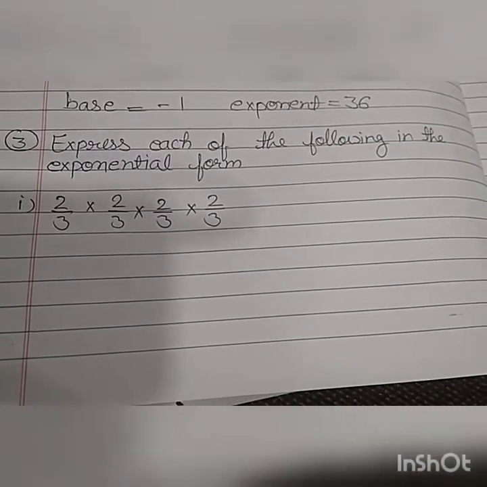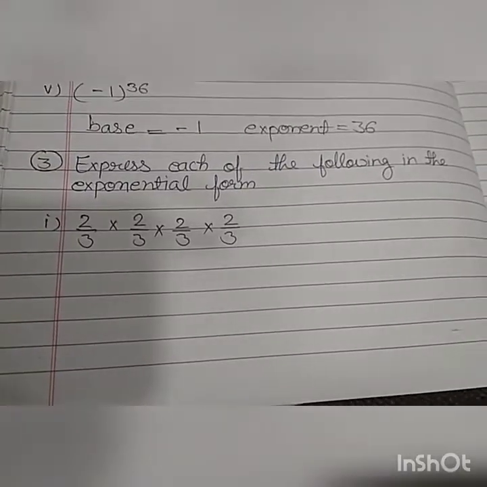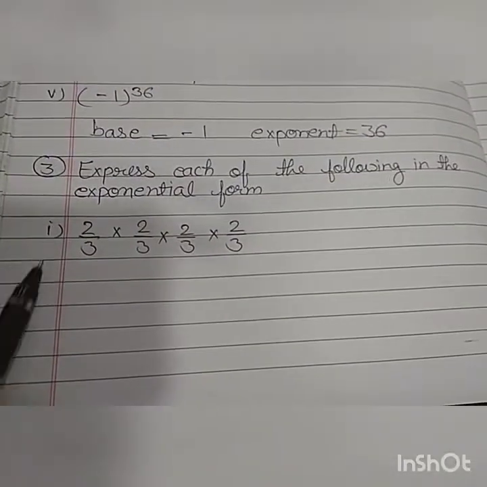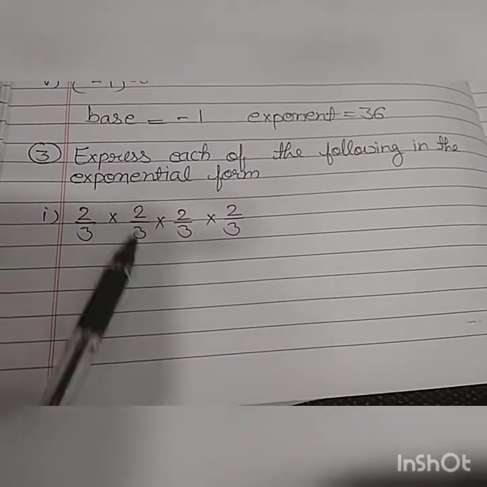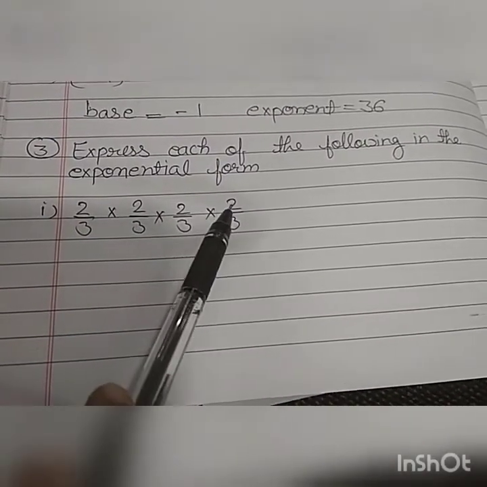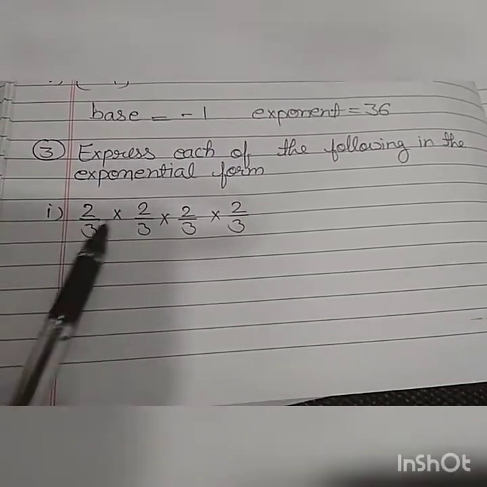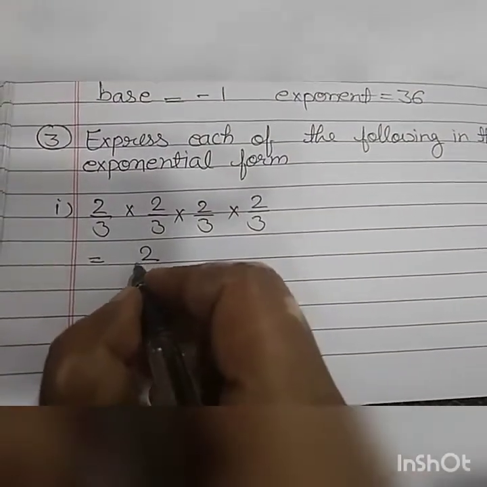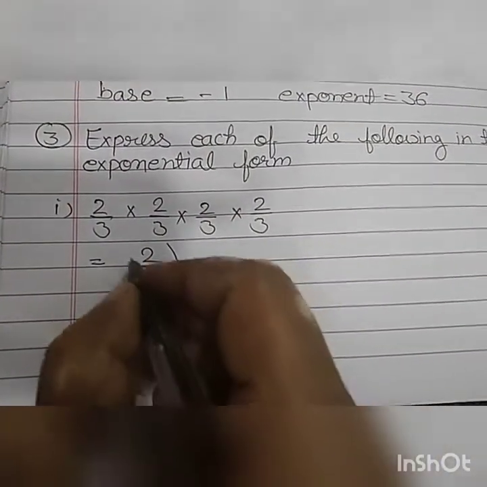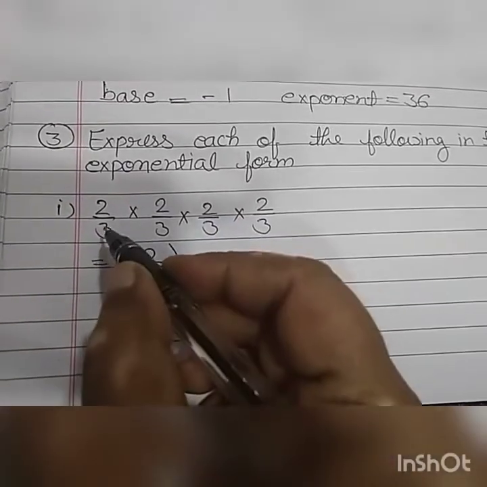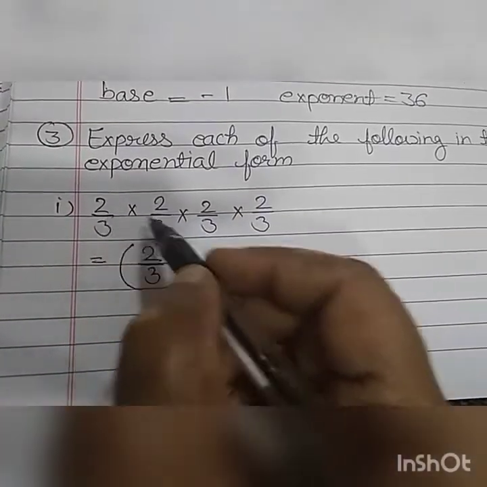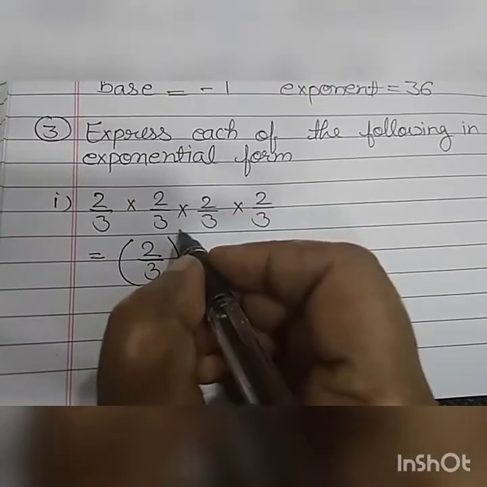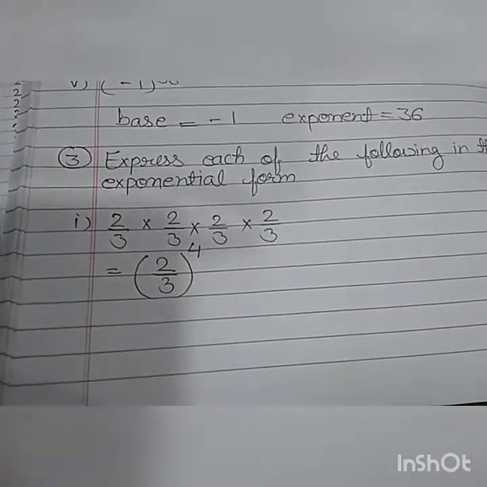Now question number 3. Express each of the following in the exponential form. First one is given 2 upon 3 into 2 upon 3 into 2 upon 3 into 2 upon 3. This number is repeating again and again. So we will write this number in exponential form. We have to write base single time. Now exponent, power: 1, 2, 3, 4. It is repeating 4 times. So we will write here 4.